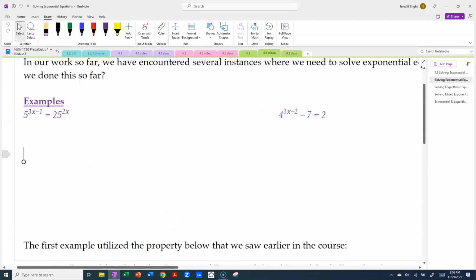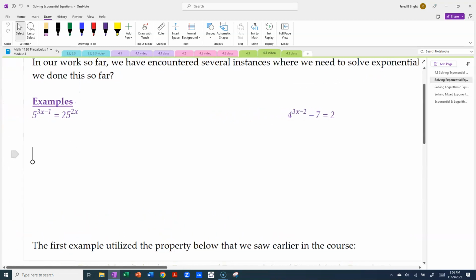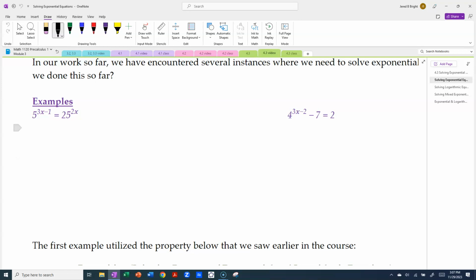To begin, we're going to see this first example on the left here. We have 5 as a base, and the exponent is 3x minus 1. On the right side, we have 25 as the base, and the exponent is 2x. How we solved this before is we said, if we can get the same bases on each side, then we are going to be good. I think of 25 as 5 squared.